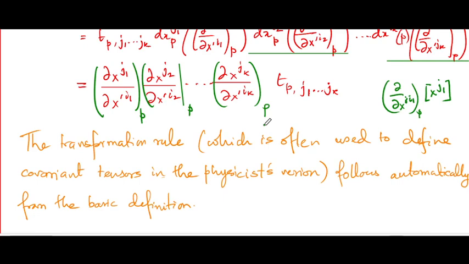So many of the things that are sort of taken as definitions in the physicist version can be easily justified once we understand the basic meaning, the differential geometric meaning of those entities.